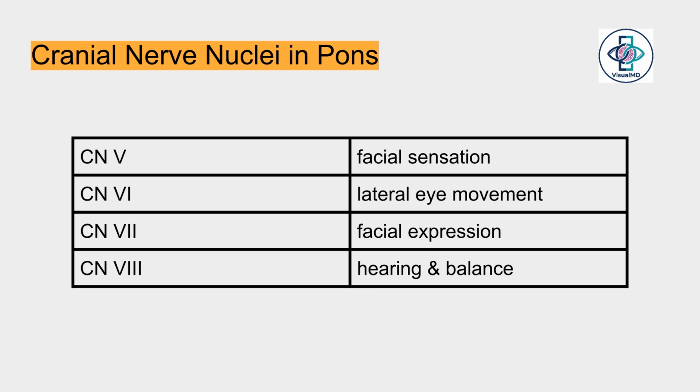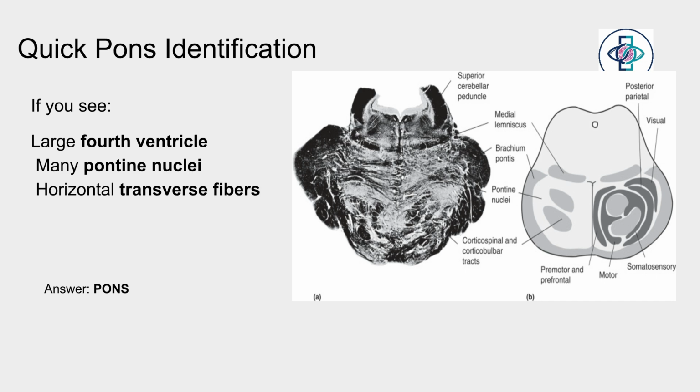CN8, vestibulocochlear nerve. Function: hearing, cochlear, and balance, vestibular. Note, located at the cerebellopontine angle, the junction between the pons and medulla. To quickly identify the pons, look for a large fourth ventricle, many pontine nuclei, and horizontal transverse fibers. The answer is the pons.